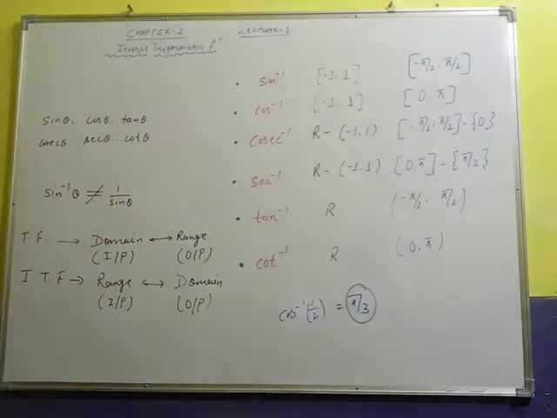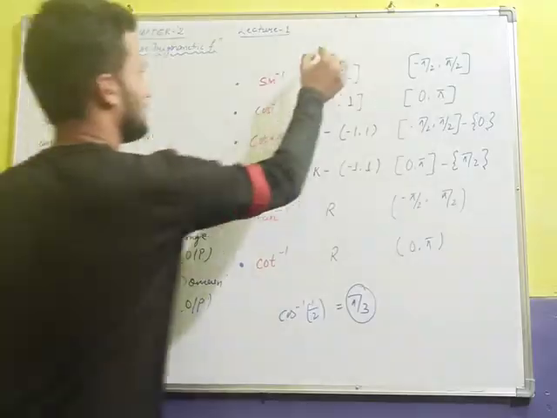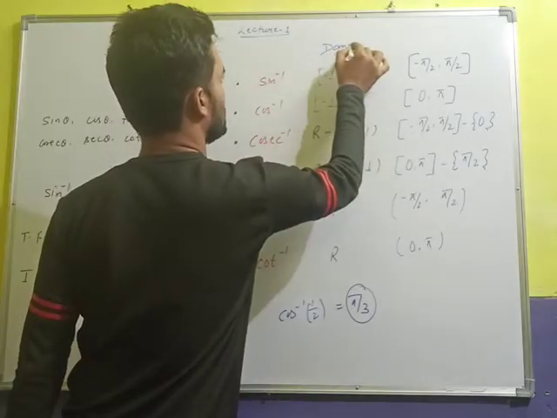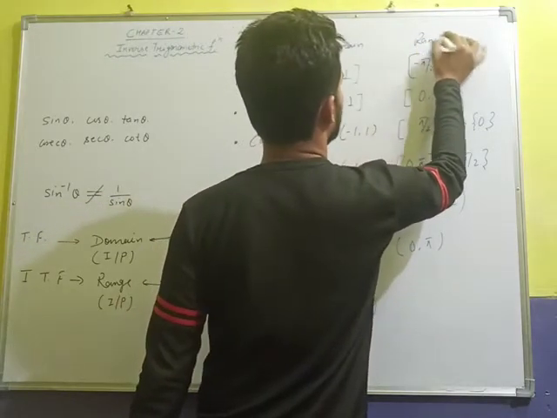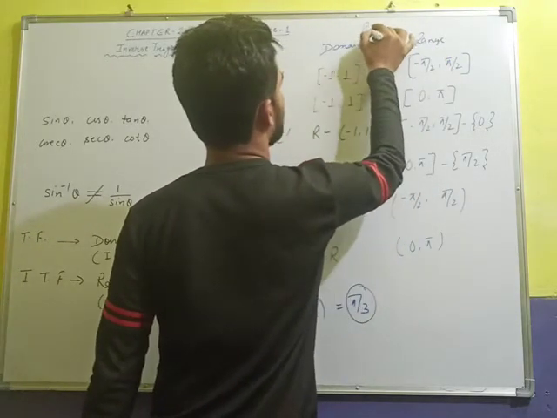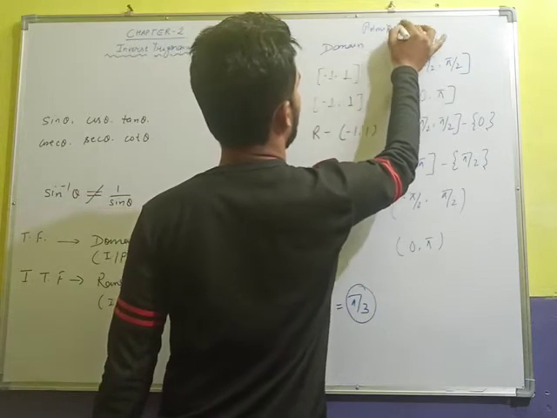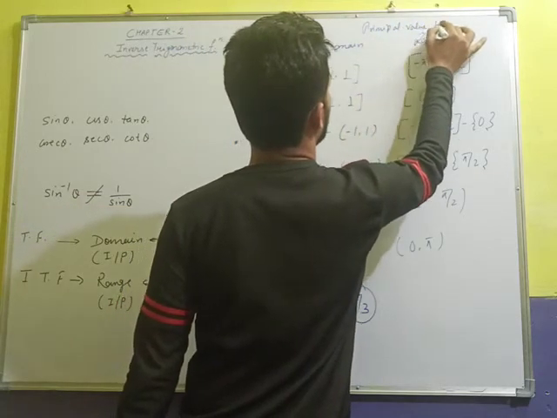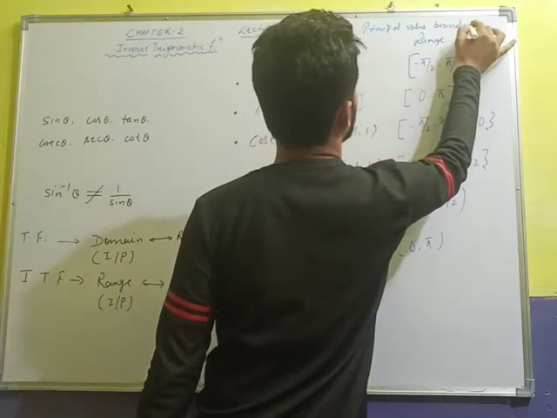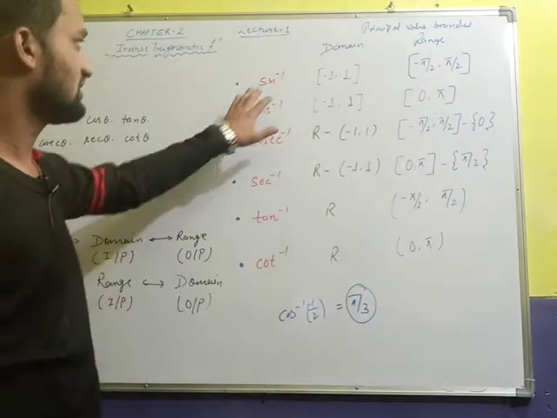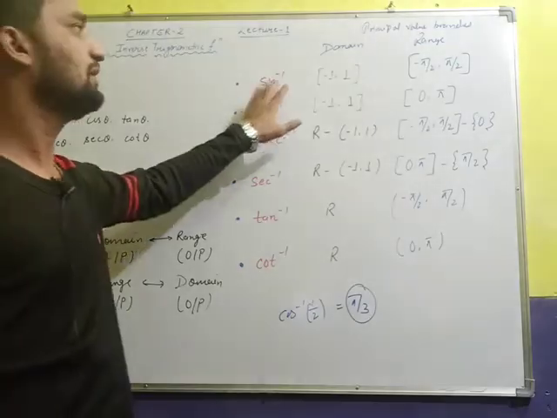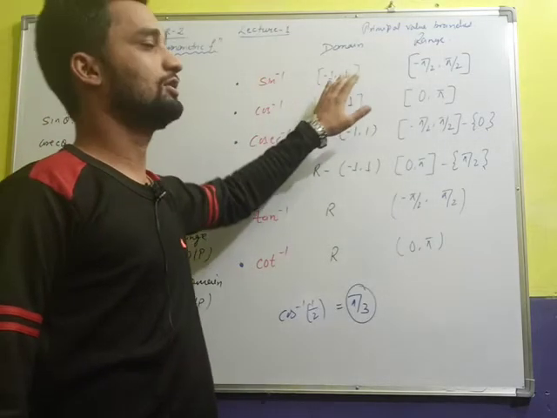So for this angle theta, the value of cos will be 1 by 2. These are the domains for different inverse trigonometric functions, and this is the range, the principal value branch. Listen, for sine inverse the domain will be the closed interval -1 to 1.